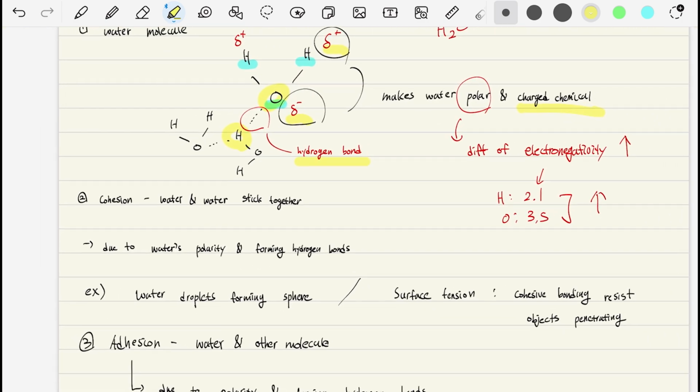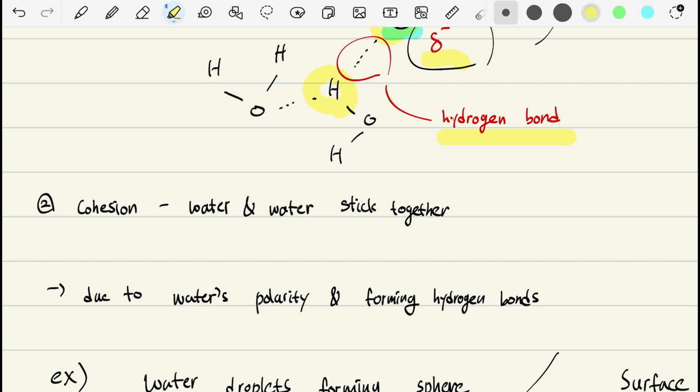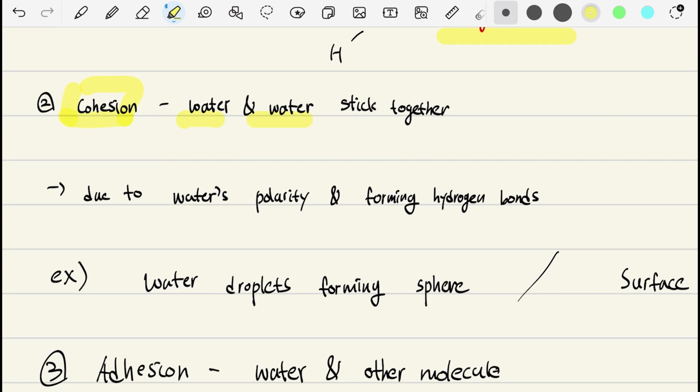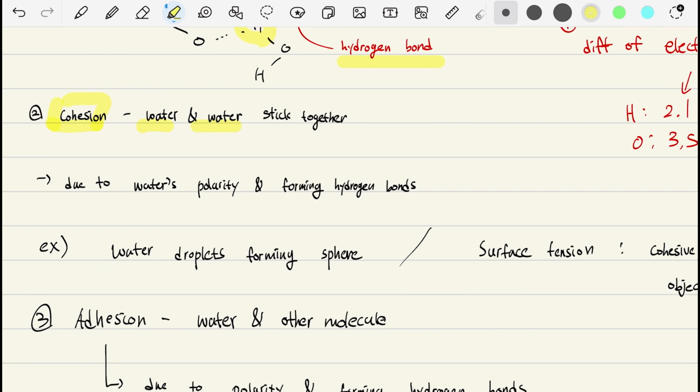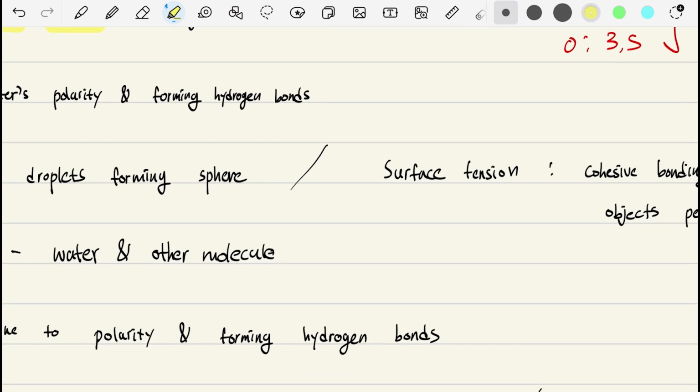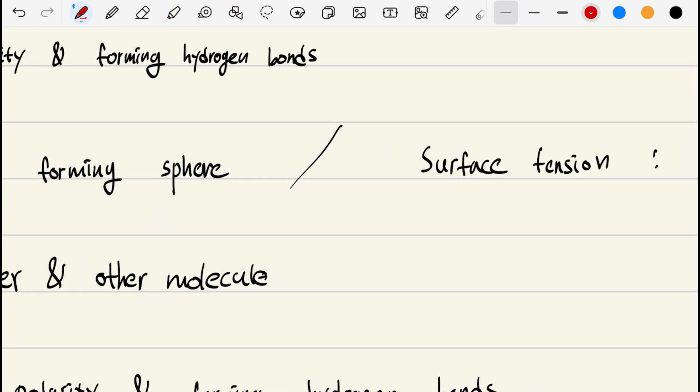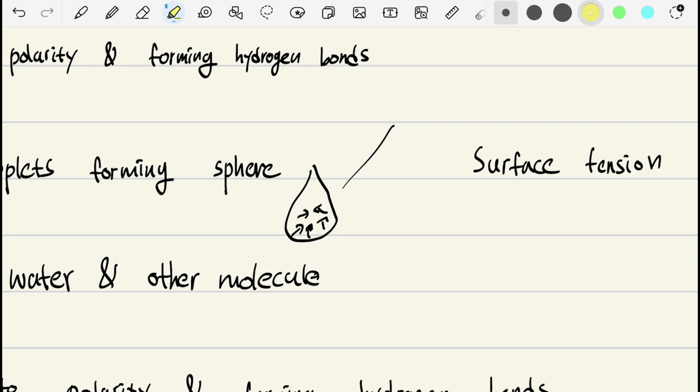Let's dive into the characteristics of water molecules. The first one will be cohesion. Cohesion is about water and water sticking together. This is due to the water's polarity and the tendency of forming hydrogen bonds. The biggest example of cohesion would be water droplets forming a sphere shape. This is because when the water molecules are falling, they try to stick together and create a water droplet that looks like a sphere.